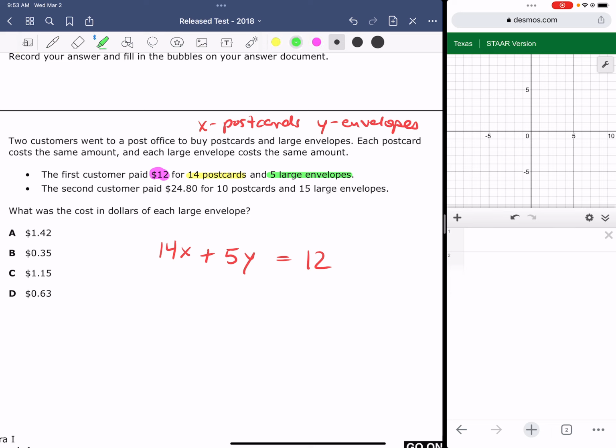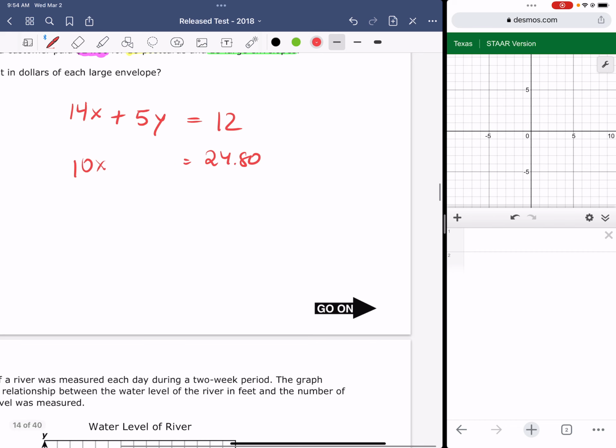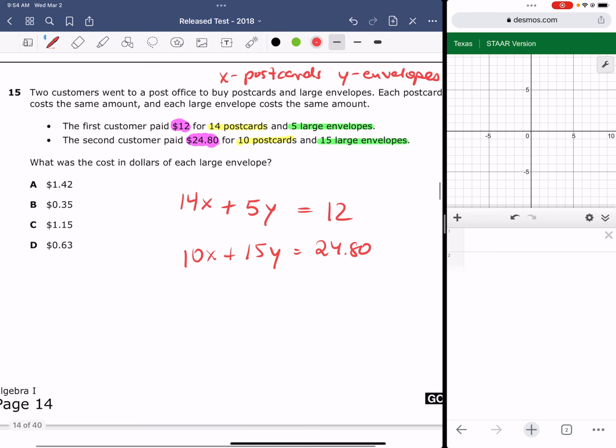Then if we look at the second bullet point, the second customer paid $24.80. Well, that is a total, and so that's going to be the right-hand side of our second equation. Then we see that he paid for 10 postcards and 15 large envelopes. That means that we will have 10 times postcards, which is X, and 15 times large envelopes, which is Y. Now that we have 2 equations, we can go about solving them.